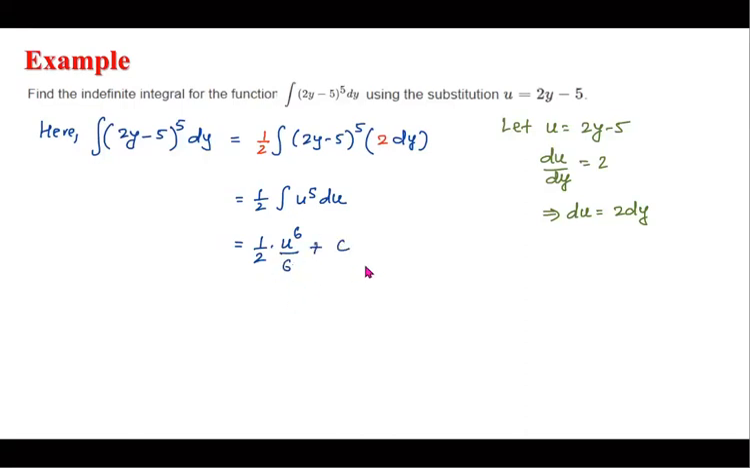So that is my answer, but not the final answer. So what we do is for the final answer, 1 over 2, and there is 6 in the denominator, that becomes 1 over 12. U is 2y minus 5, so 1 over 12 times 2y minus 5 raised to the power 6 plus c. That is my final answer. Okay, so here also we use the U-substitution to evaluate the indefinite integral. Okay, I think you start getting a little bit of U-substitution. We'll do a few more examples today.